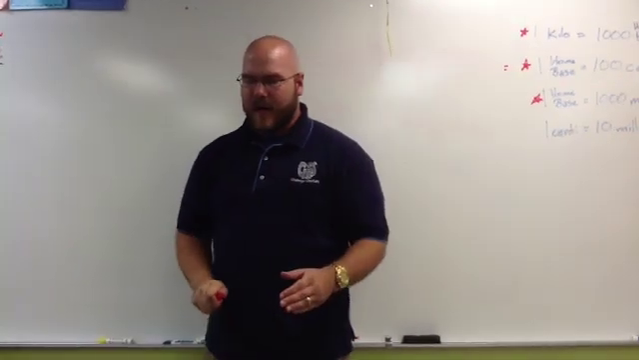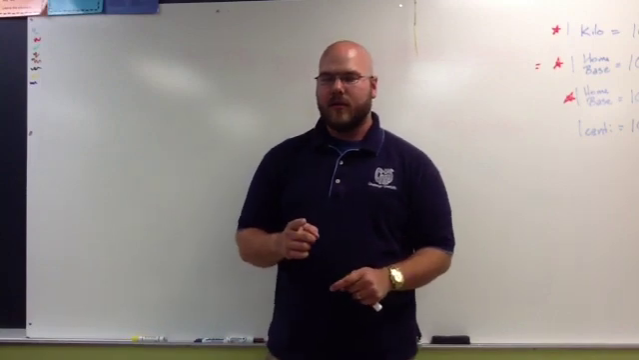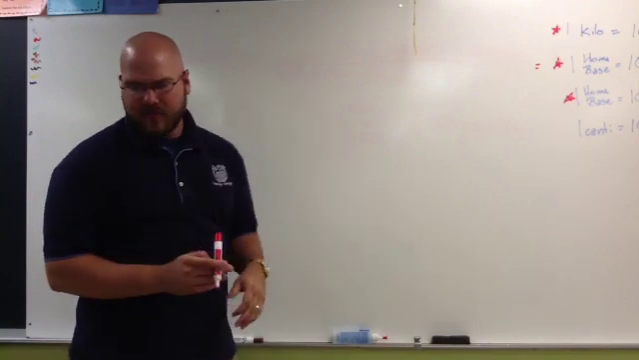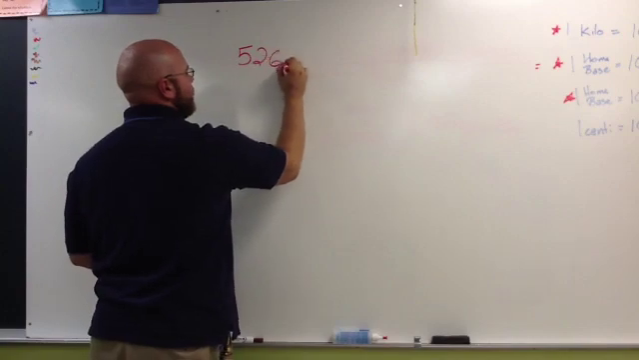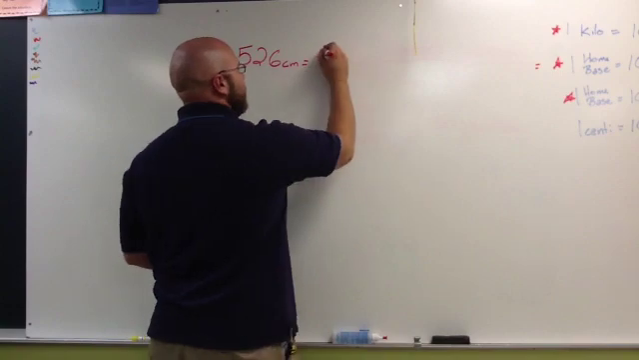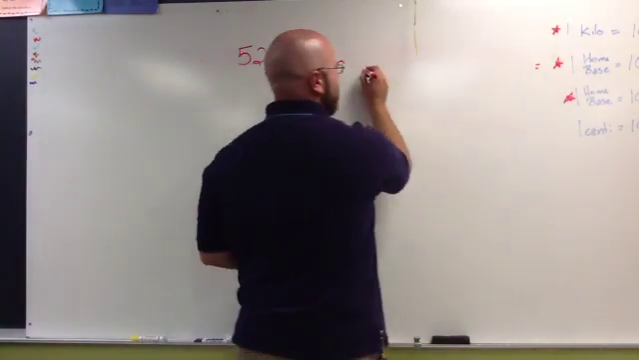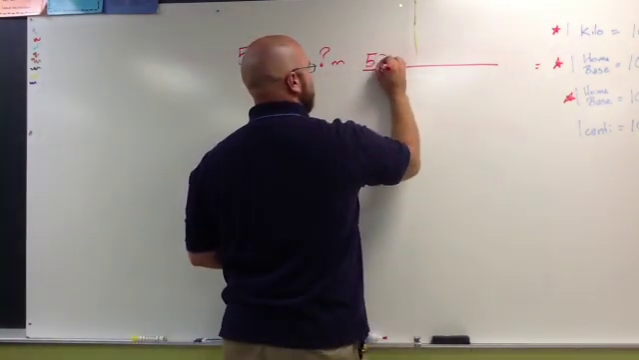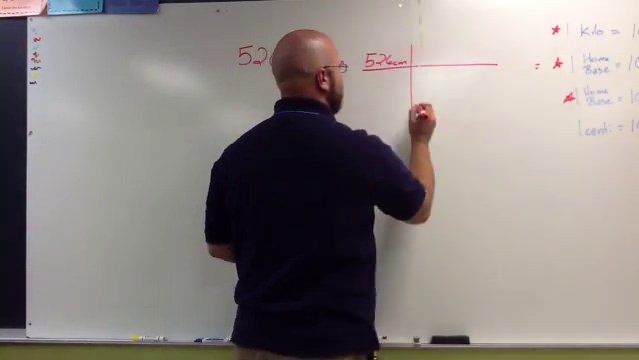Let's look at going from centimeters to meters. So let's say I have 526 centimeters, and I'm trying to figure out how many meters is that. So I'm going to put a question mark for meters. So I'm starting off in my numerator, so I draw the line, and I've got 526, and that's centimeters, and I draw my line.